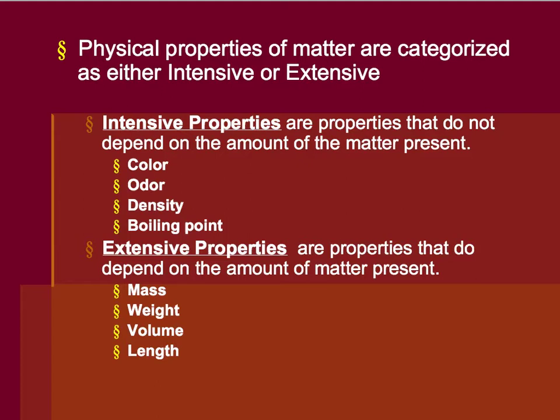The second category is called extensive properties, and these are the properties that do depend on the amount of matter present. Examples are mass, weight, volume, length. These properties all depend on the amount of matter that is present.